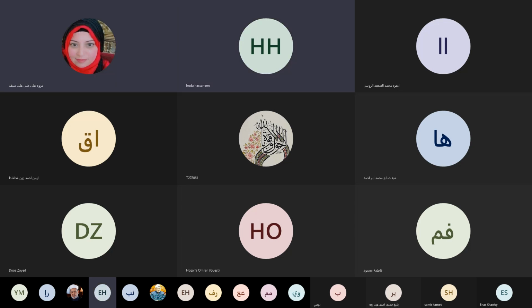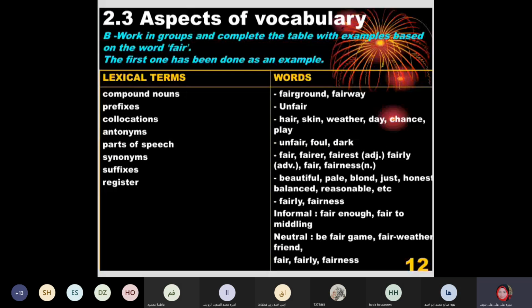Okay. So can you see the slide here? Yes, you can. Look at the last answer, opposite to register. Informal examples are fair, fair enough, fair to middling. These expressions or idioms that we have just studied are informal. All right. So neutral, when I say fair game, to be fair game, this is neutral.